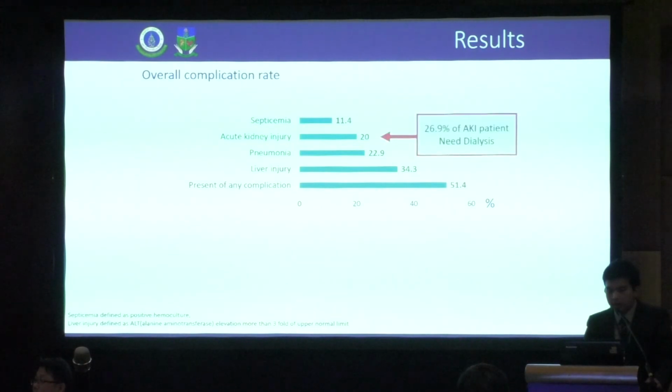The overall complication rate was 51.4%. Liver injury 34.3%, pneumonia 22.9%, acute kidney injury 20%. Among the AKI patients, 26.9% needed dialysis. The last one, 11.4% of ECMO patients had septicemia. In our study, we did not find limb ischemia or cerebral hemorrhage.